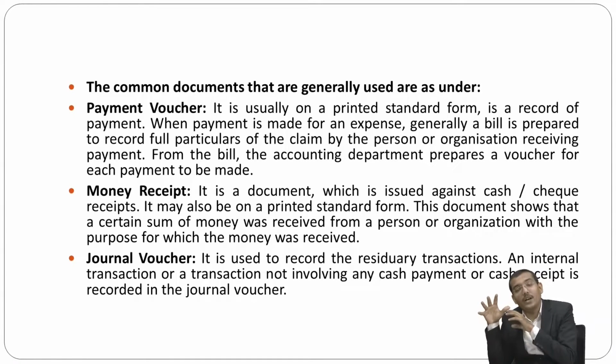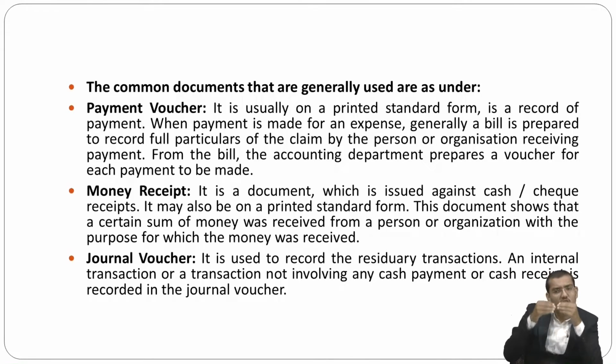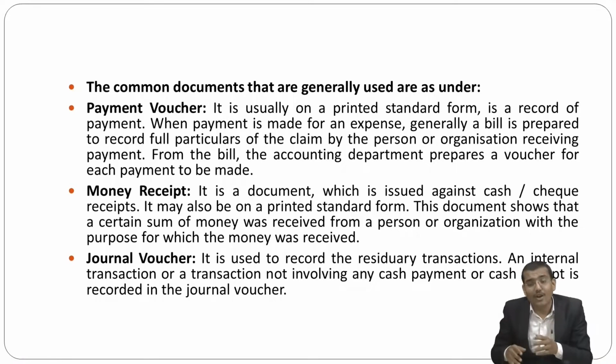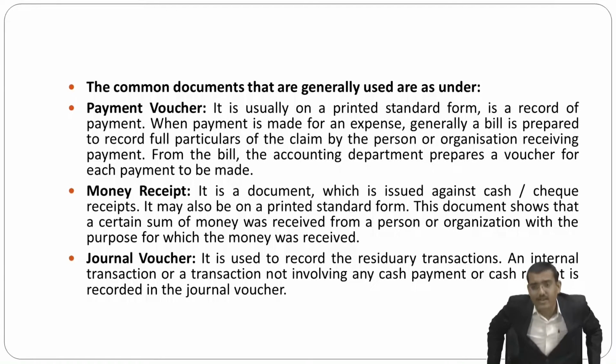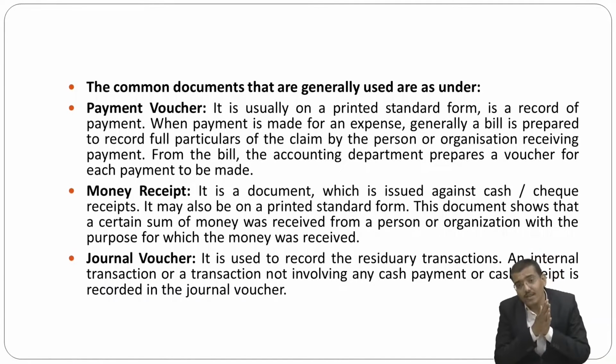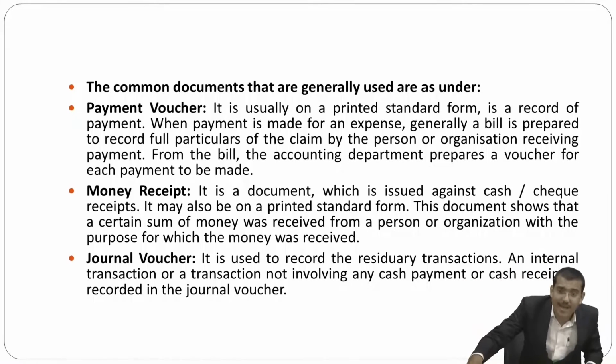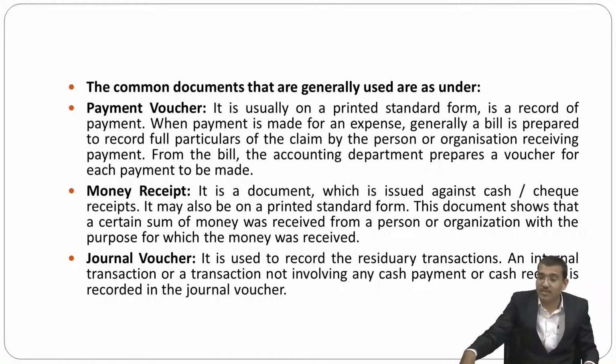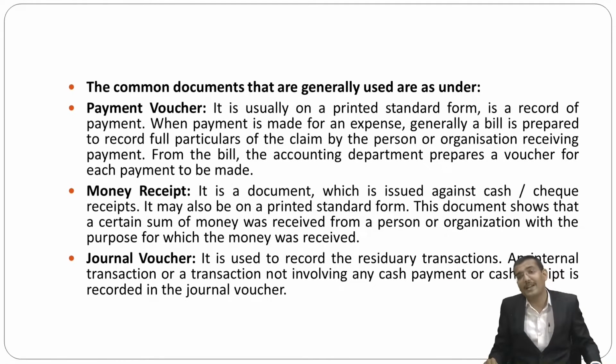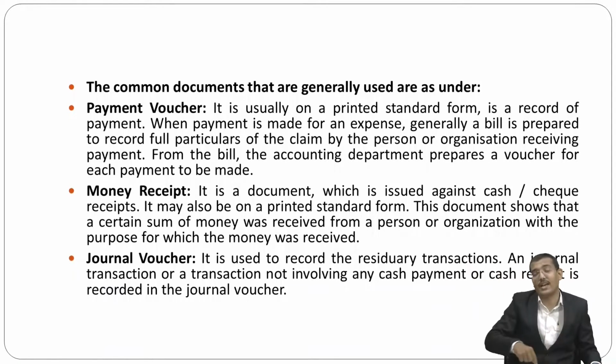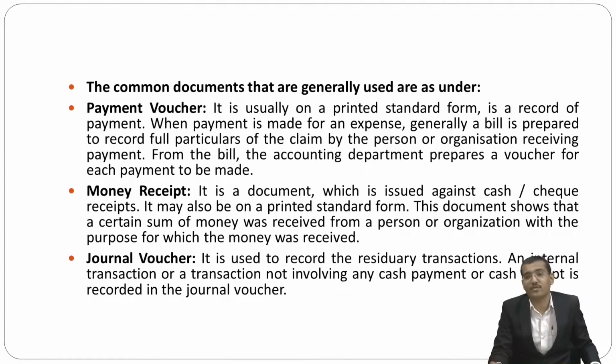When you have dealt with the payment voucher and the money receipt, it ultimately leads to, my dear friend, the journal voucher. It is used to record residual transactions and internal transactions, or transactions not involving a cash payment or any cash receipt, which are recorded, my dear friends, in journal vouchers. So these three vouchers are the common documents generally used in the double entry system: the payment voucher, the money receipt, and the journal voucher.